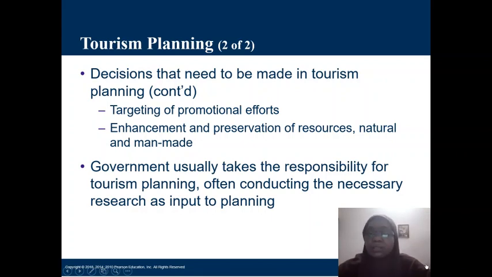Governments usually take the responsibility for tourism planning, often by conducting the necessary research as input to planning. Like I mentioned earlier, you want to predict. So when you want to predict, you need to have an idea of what has been in existence, perhaps over the years, for you to be able to know what to expect in future. You compare the past with the present, and then you'll be able to anticipate what to expect, or you'll be able to predict what to expect in future.